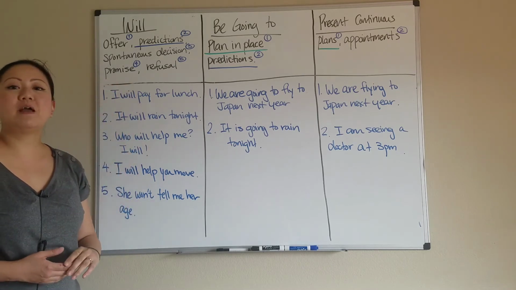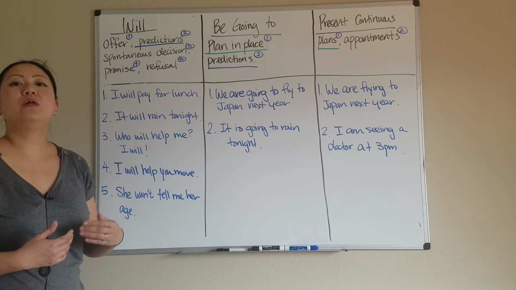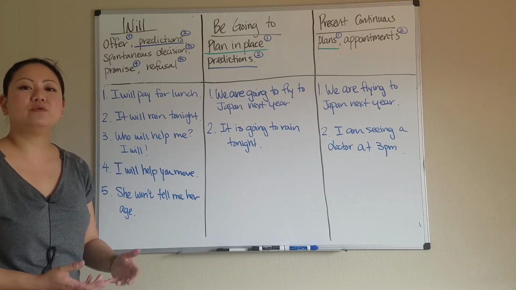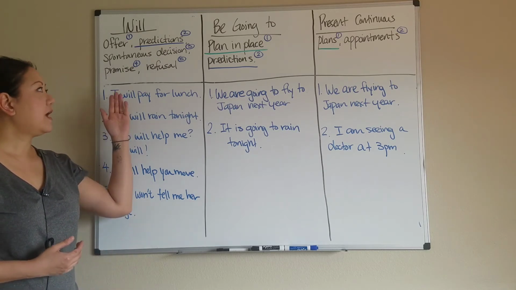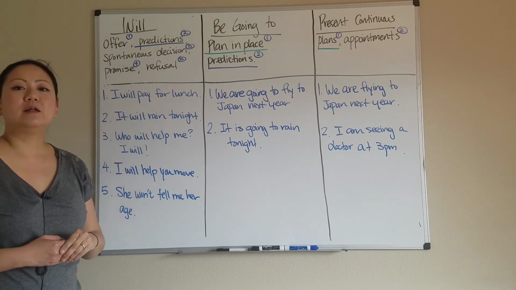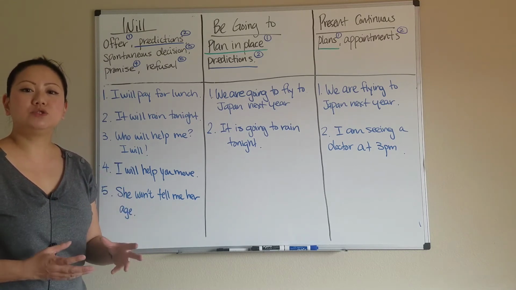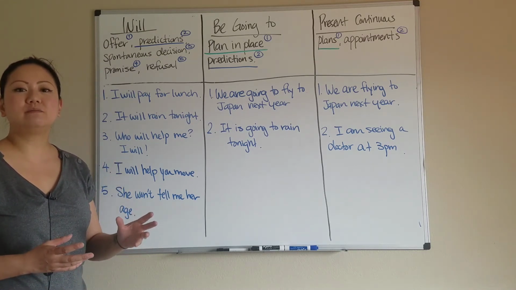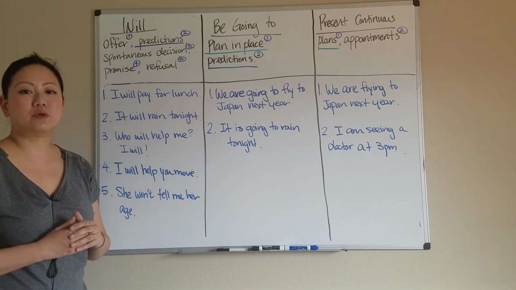Fourth is when you make a promise to someone. I will help you this weekend. I'll help you move, right? You can use will. And finally, with refusal, like saying no and you won't do something, you just will not do something, we will also use the will.